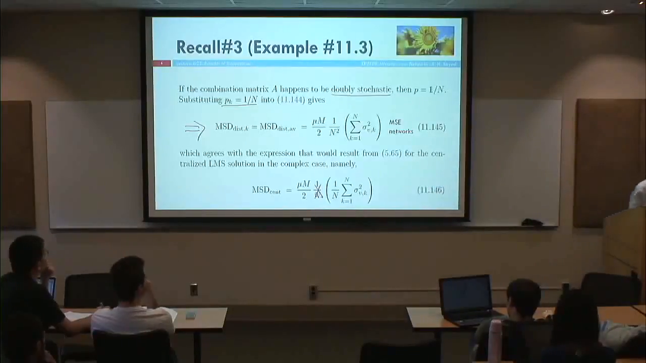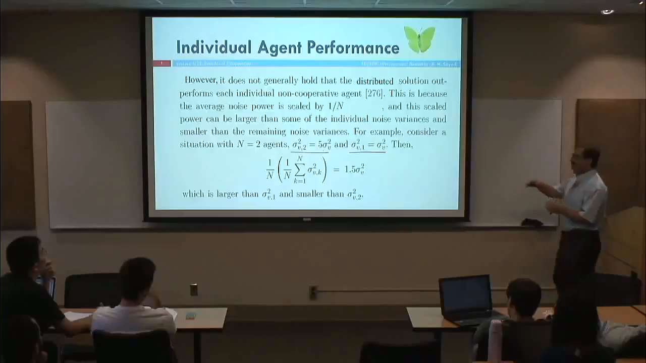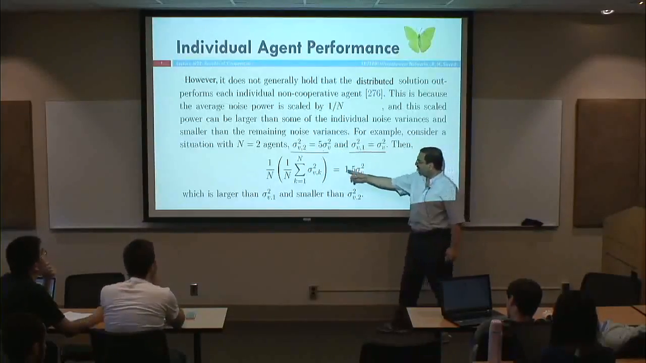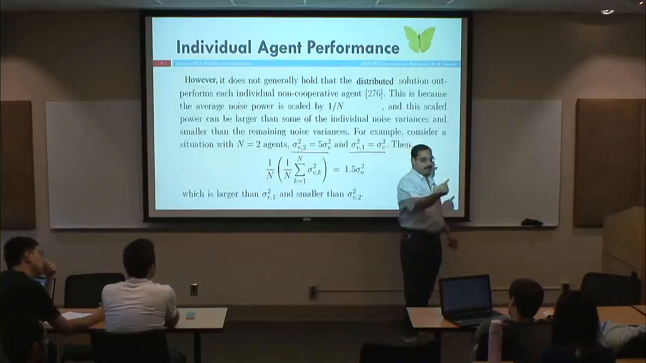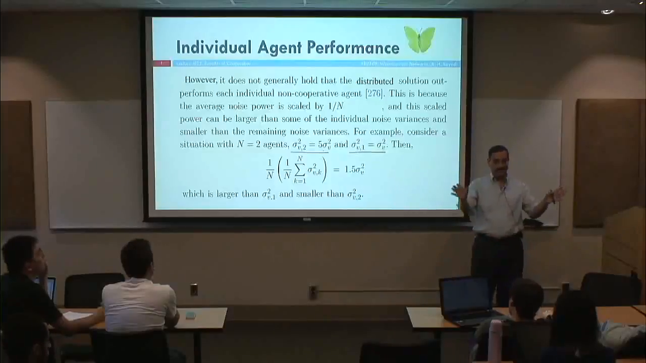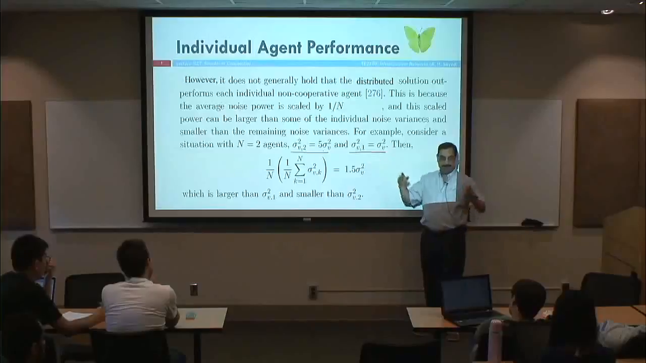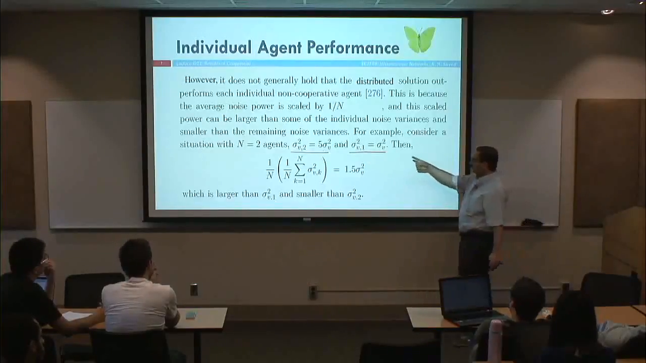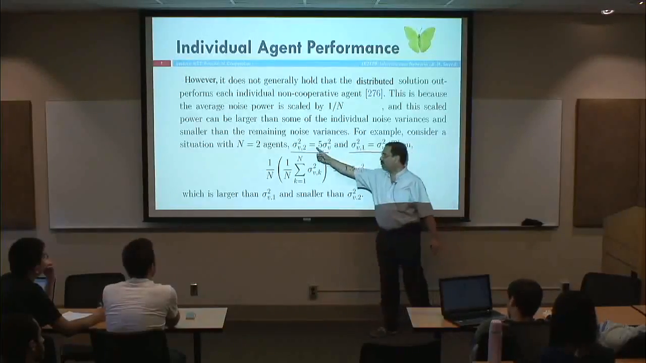So for example, let's take an example here. I have 2 agents only. The noise power at one is sigma v squared. The noise power at the other is 5 sigma v squared. So the average will be 3. And then you further divide by n, that gives you 1.5. So the performance in the distributed network will be proportional to 1.5. Proportional, because you have the mu m over 2. The performance at node 1 will be proportional to sigma v squared, which is better. At node 2, it will be worse.